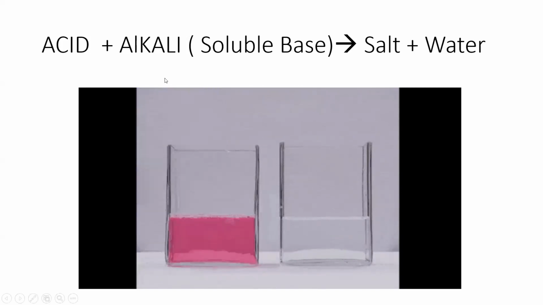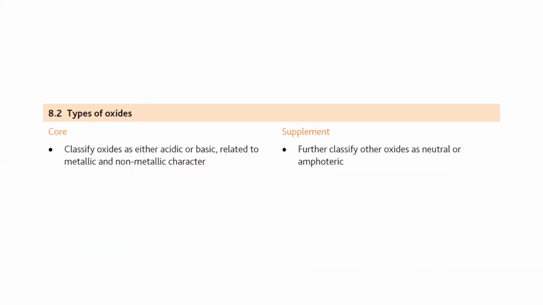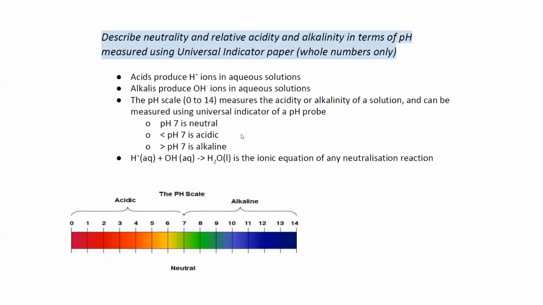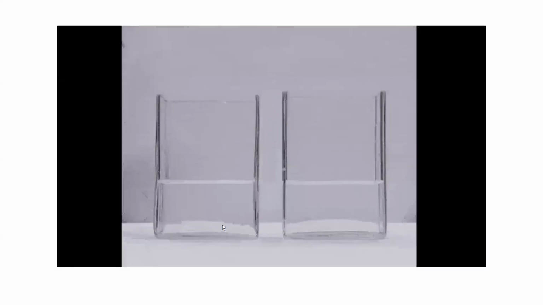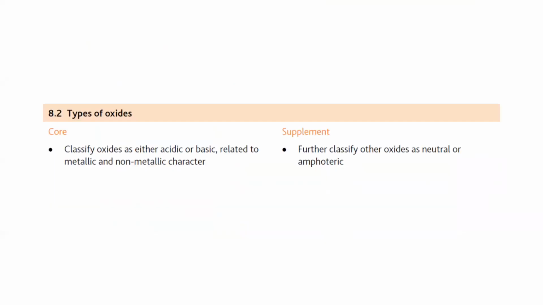There are different types of indicators, as we already discussed in the last session. Different indicators have different colors. Blue litmus is red in acidic and blue in alkaline. Methyl orange is pink in acidic and yellow in alkaline. Methyl red is red in acidic and yellow in alkaline. Phenolphthalein is colorless in acidic and pink in alkaline, whereas litmus is red in acidic and blue in alkaline. So we can use any of the indicators.